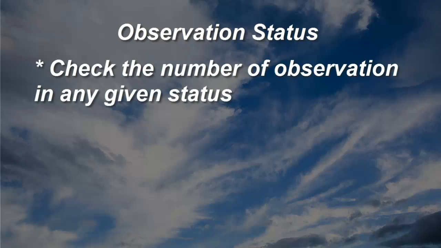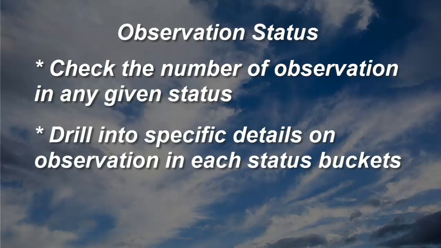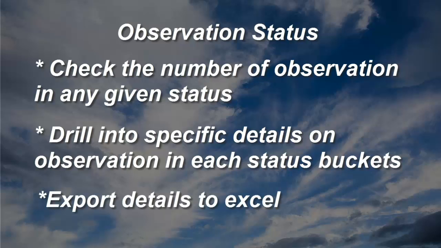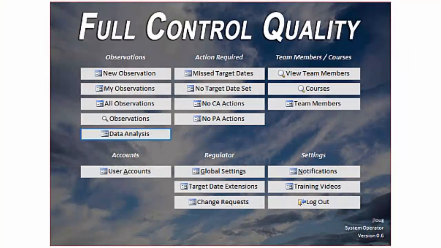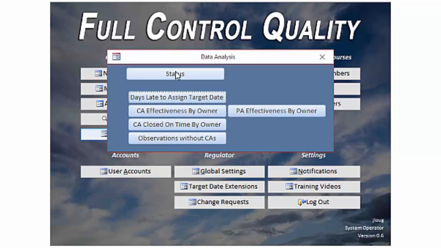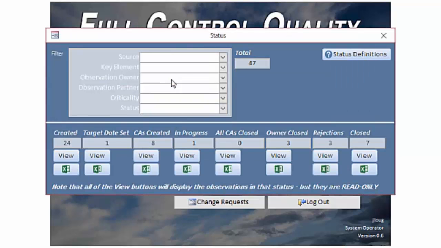At the end of the video, you will know how to check the number of observations in any given status, drill into specific details on observations in each of those status buckets, and export those details to Excel for quick reference. So let's begin by clicking on the Data Analysis button and choosing Status up here at the top.